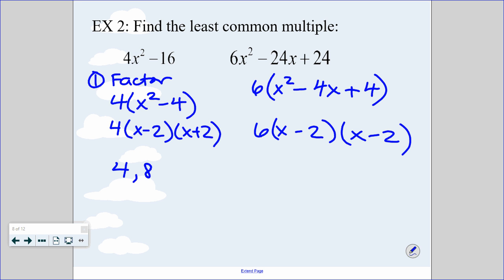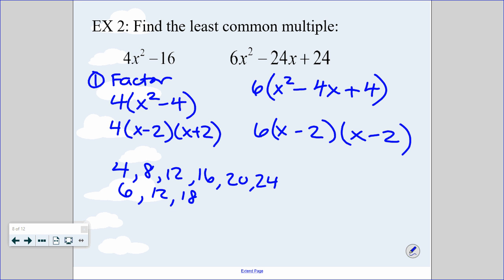list out your multiples of 4. So 4, 8, 12, 16. Okay, those are my multiples of 4. What's the next one? Okay, so those are my multiples of 4. What are my multiples of 6? 6.